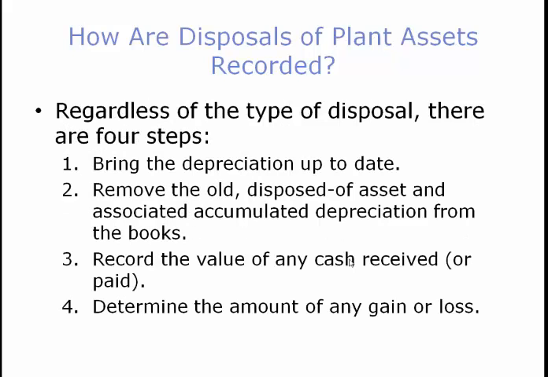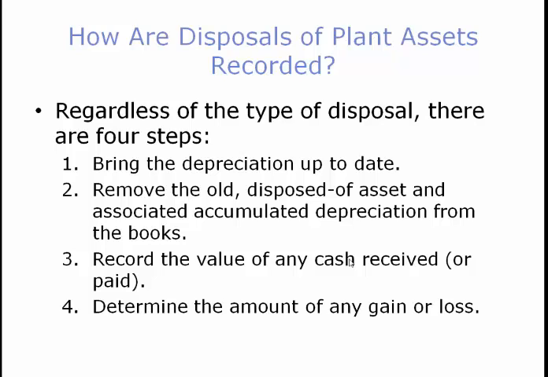So let's look at some of these journal entries, and here are the 4 basic steps again. Bring the depreciation up to date. Remove the old asset from your books, both the accumulated depreciation and the asset. What that means is you're going to debit accumulated depreciation, credit the asset, and then record any cash you receive for that asset. And if it's zero, that means you probably just disposed of it. Then you're going to determine if you had any gain or loss. We talked about a plug just a minute ago. That's the difference.